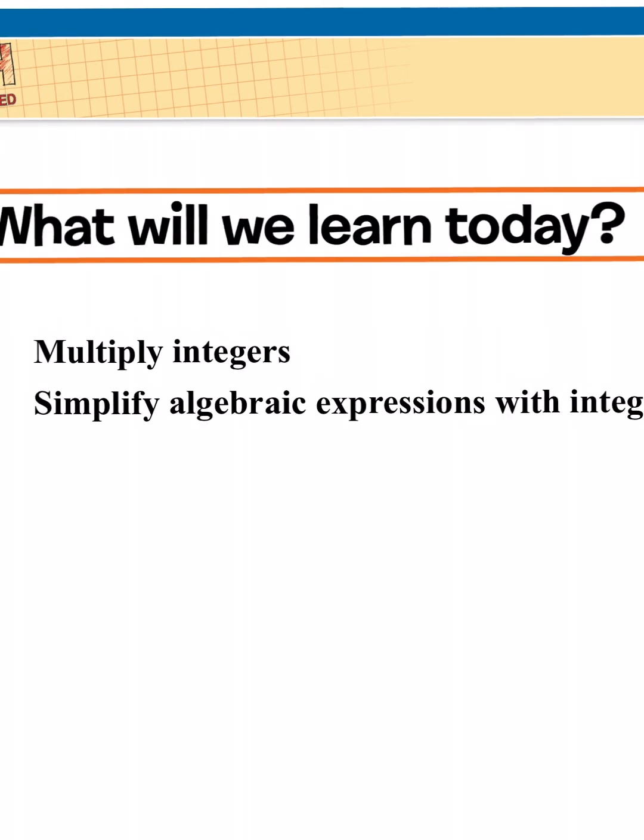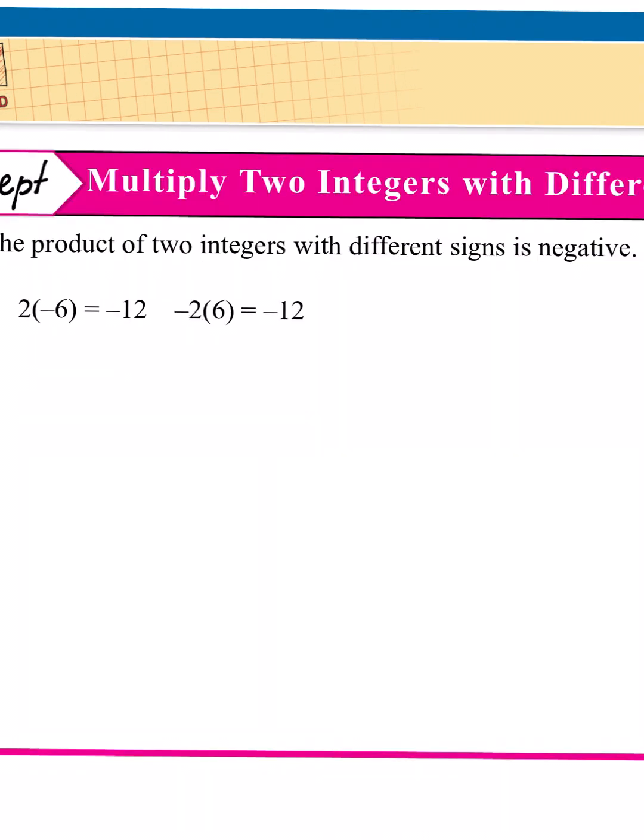Last week we focused on adding and subtracting integers. Now we're moving on to multiplying integers. So today we're going to multiply integers and simplify algebraic expressions with integers. Key concept number 1 is when you multiply two integers with different signs.